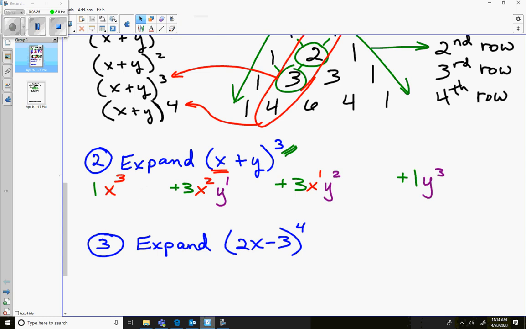Notice my exponents here to start with, 3. Next one, 2 plus 1 is 3. Next one, exponents, 1 plus 2 is 3, and the last one's 3. Always going to add up to whatever it is we started with.